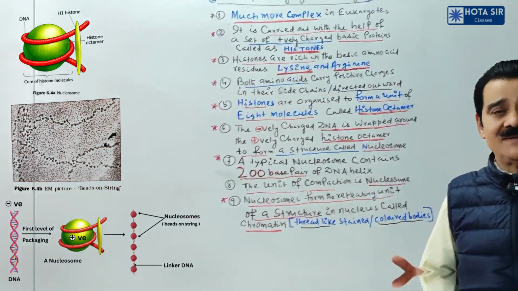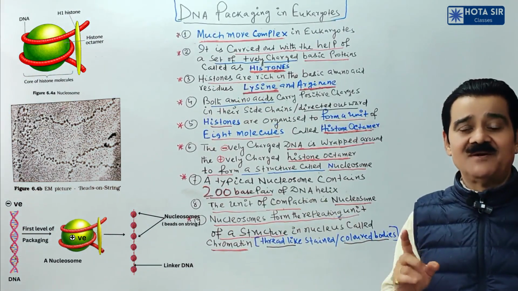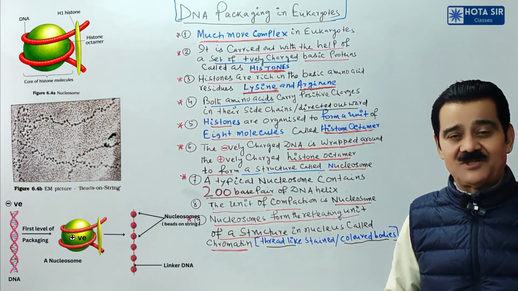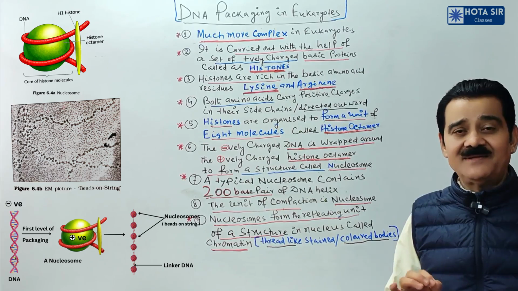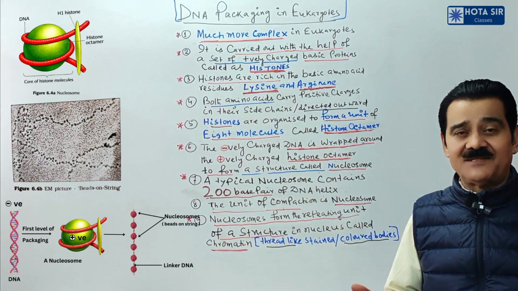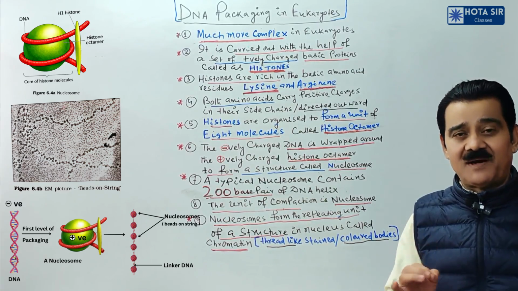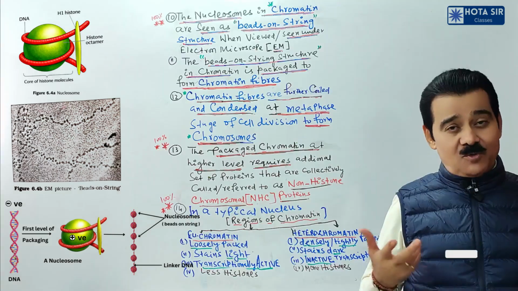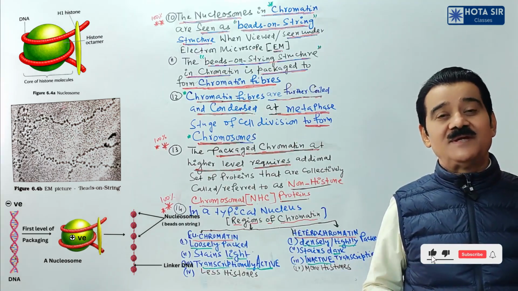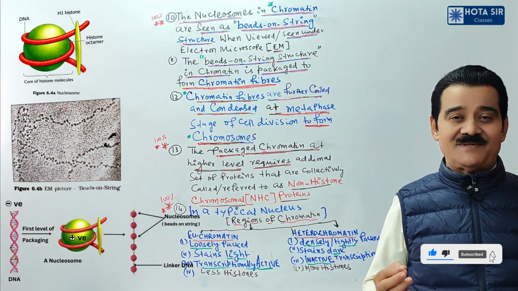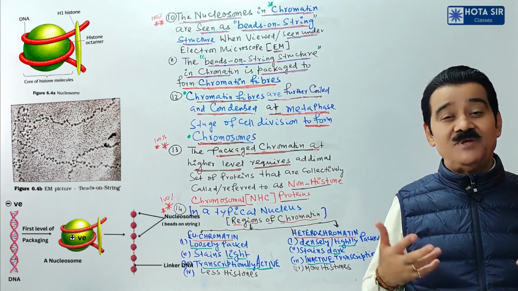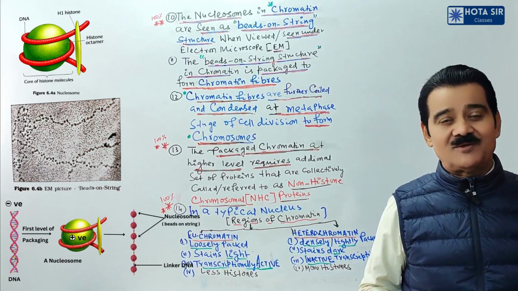Chromatin is thread-like colored or stained bodies found within the nucleus. Clear? Very important, my dear children. Some of the lines, some of the words I have told you while discussing the packaging process in eukaryotes. Remember and learn this by heart for attempting NEET questions. The nucleosomes in chromatin are seen as a beads on string structure when viewed through an electron microscope.